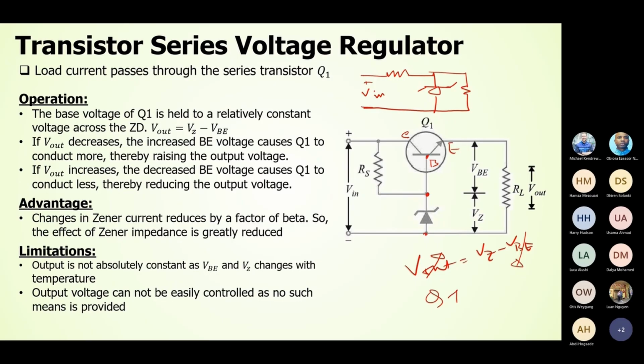First of all, the output is not absolutely constant, as both the base emitter voltage and the Zener voltage change with respect to temperature. So if you increase or decrease the temperature, there will be a change in the output voltage, because these are semiconductor devices and they have a dependency on temperature. And this circuit is not easily controllable because we do not have any direct feedback.